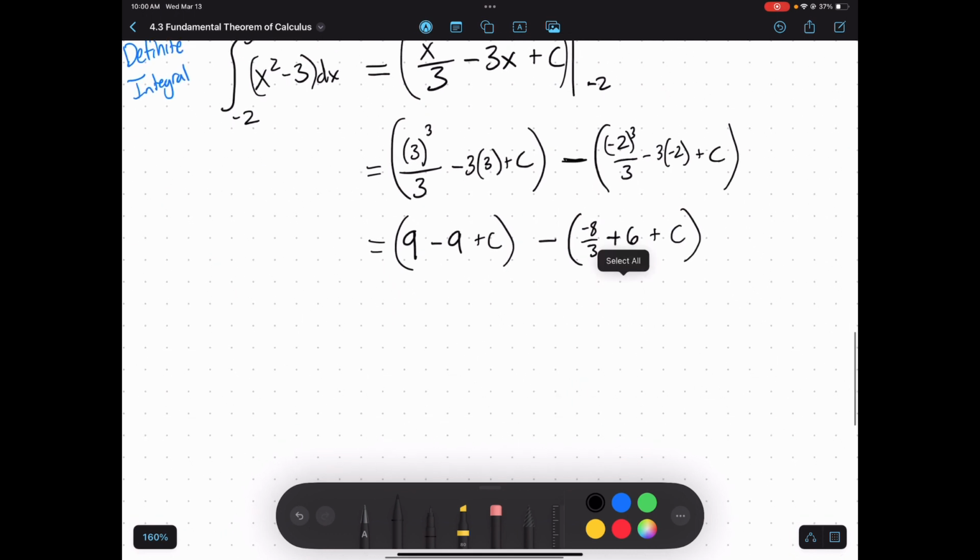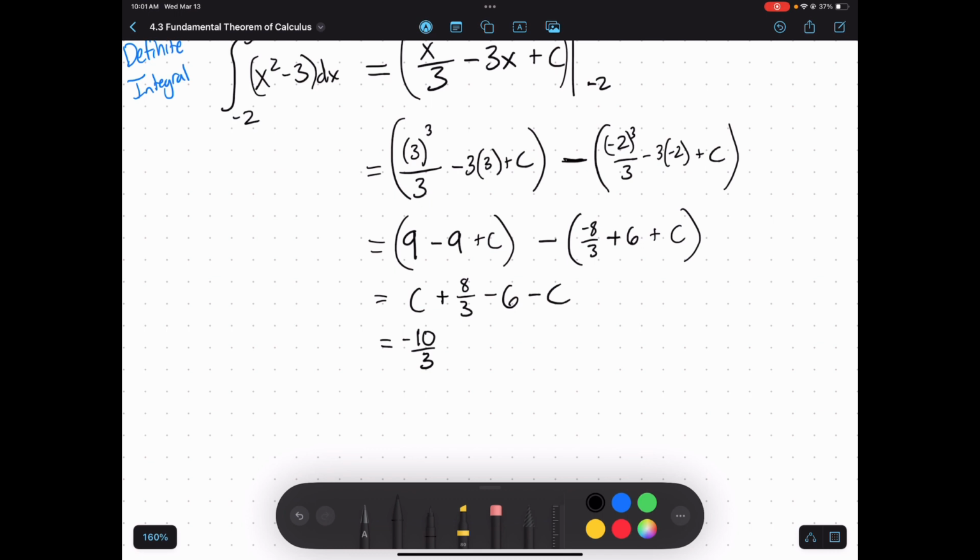Okay, so what am I left with? I'm left with c minus a -8/3, which gives me +8/3, minus 6, minus c. What happens to the c's? The c's are going to cancel, equal 0. And I'm left with, let's see, 6. If I write that in terms of thirds, I get 18/3. So I get 8/3 minus 18/3, and I get -10/3. That's it. No c.